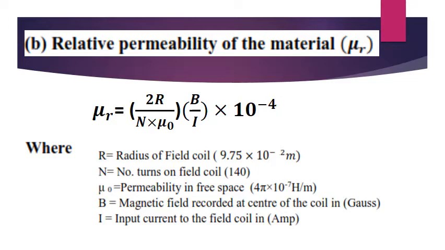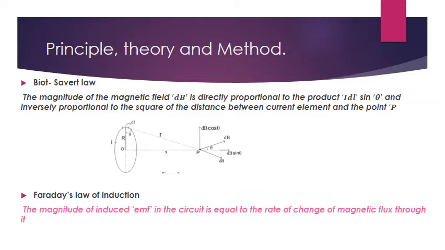N is the number of turns on the field coil. It is 140 turns in the field coil. μ_0 is the permeability of free space, which is equal to 4π × 10^-7 Henry per meter, where B is the magnetic field recorded at the center of the coil in Gauss, and I is the input current given to the field coil in amps. So this is the second formula.